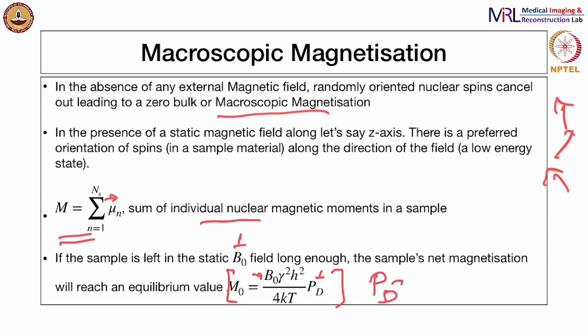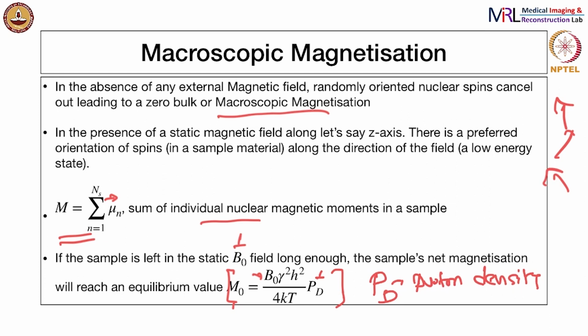PD is nothing but the proton density. In this case, the proton we are talking about is the hydrogen atom proton. So basically, we now have an idea of what kind of signal is produced. We will see later that the signal produced depends on M0, which in turn depends on the applied magnetic field as well as the density of protons.